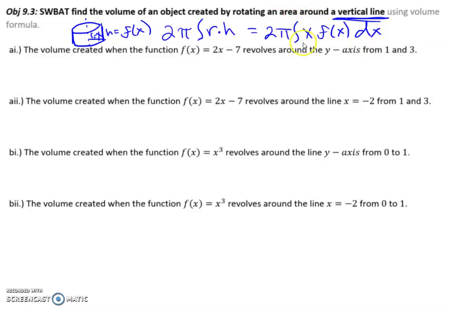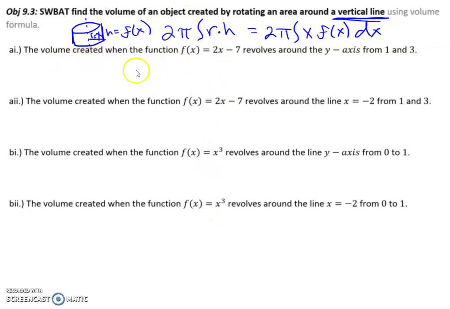So that x represents the radius. When the radius gets longer or shorter, that x will change. And the height is represented by f of x. So if that gets longer or shorter, the f of x will change. So you're going to see just 4 examples here.